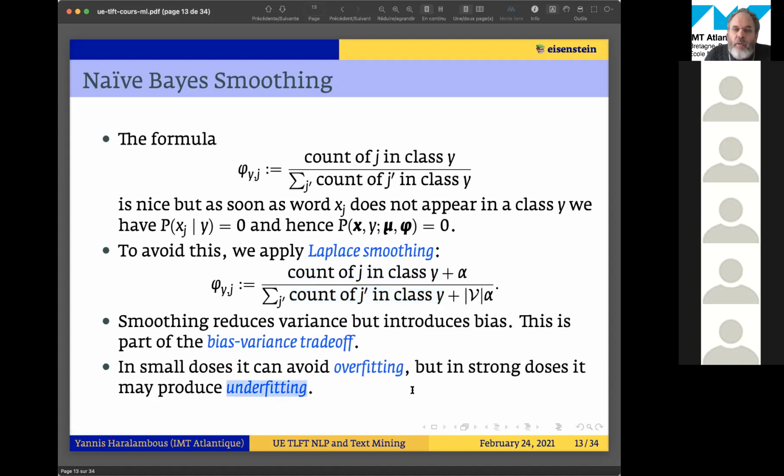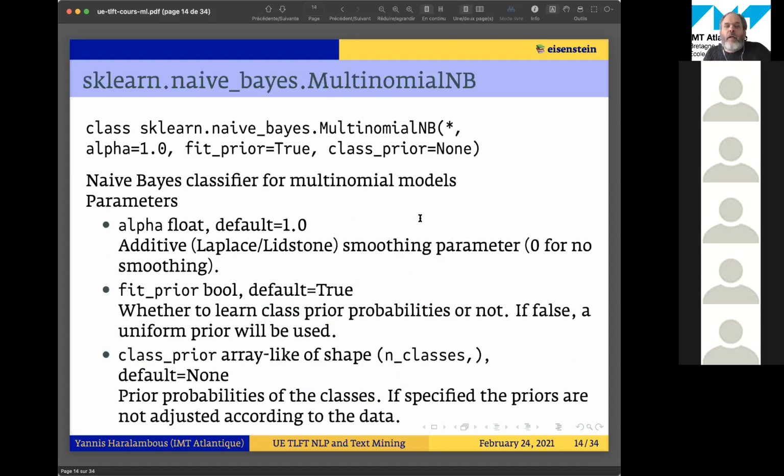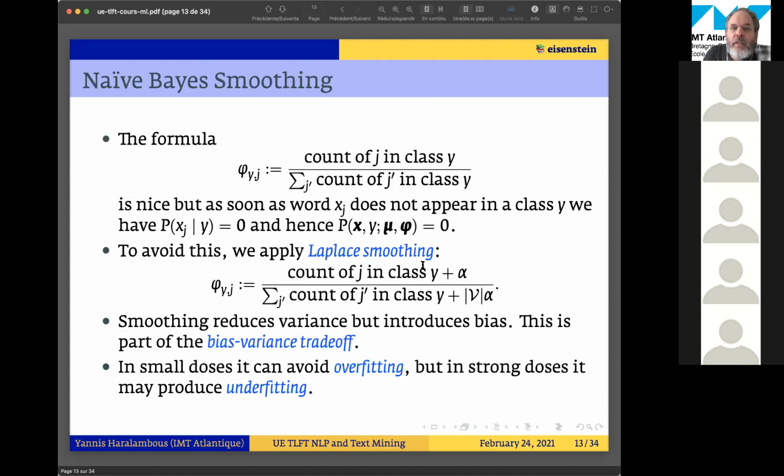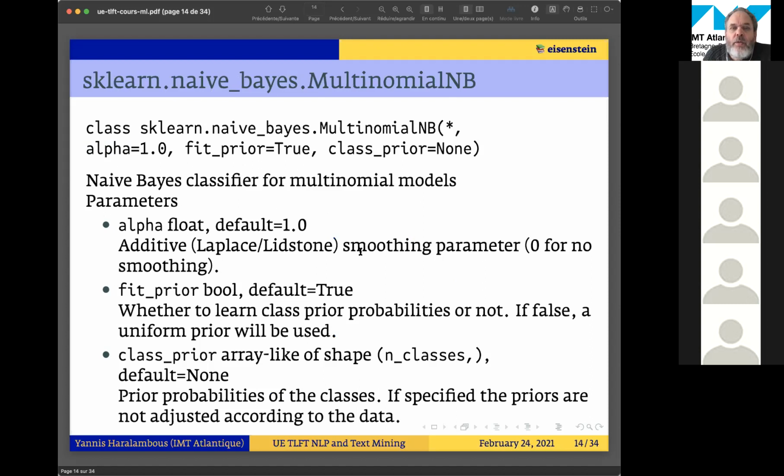So not using your training set sufficiently well. Here is the code in the scikit-learn package for multinomial naive Bayes. It has some parameters, and now you can understand these parameters completely. First parameter, alpha, is exactly the alpha we used here. So it's the parameter used for smoothing. By default, it's equal to 1.